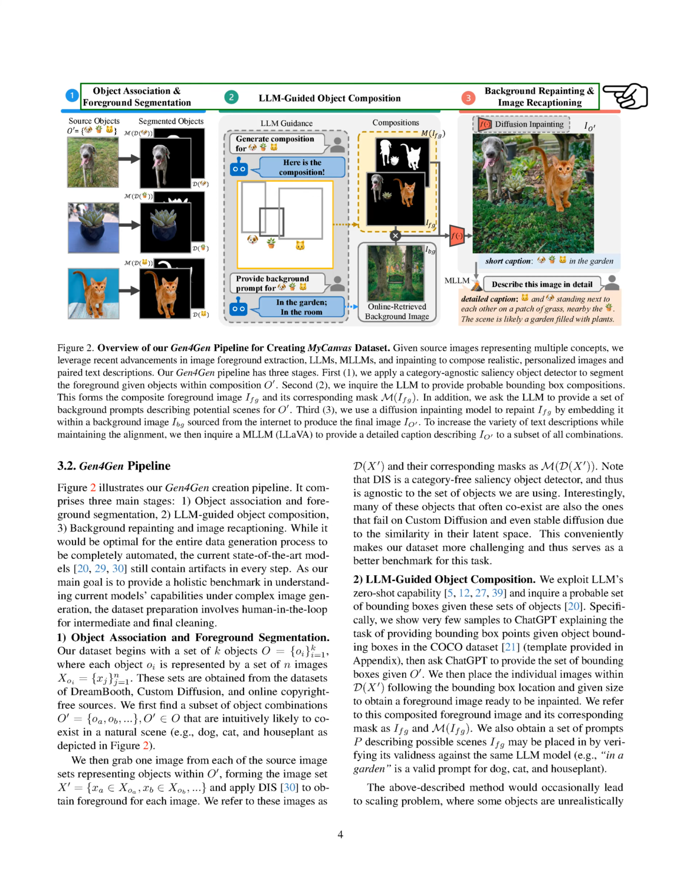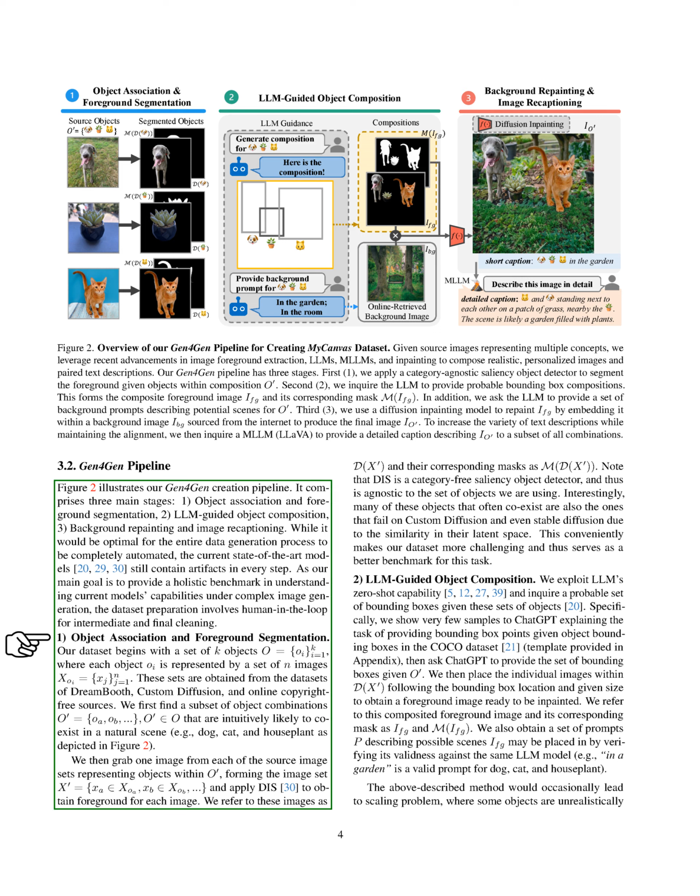Our Gen4Gen creation pipeline is then detailed, consisting of 3 main stages: object association and foreground segmentation, LLM-guided object composition, and background repainting and image recaptioning. Initially, we select a set of objects that are likely to coexist in real life and obtain images representing these objects from various sources. We then use a category-free saliency object detector to segment the foreground of these images.